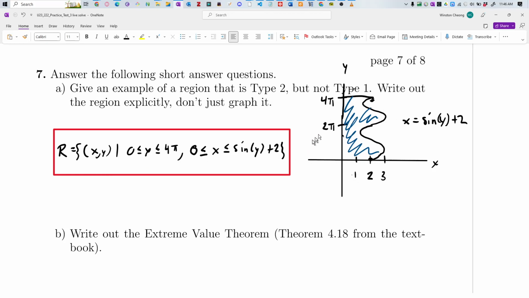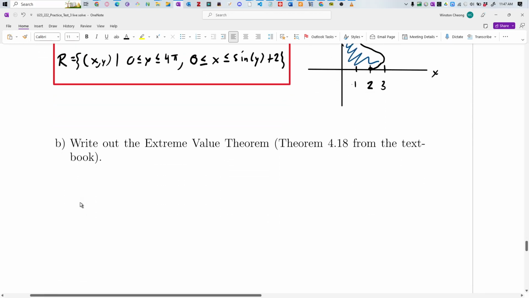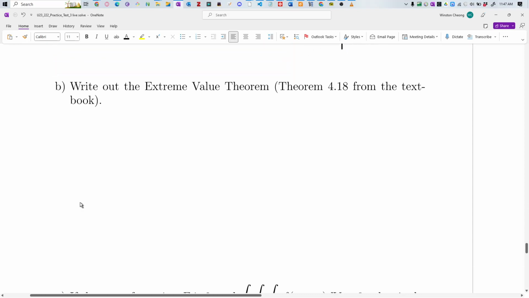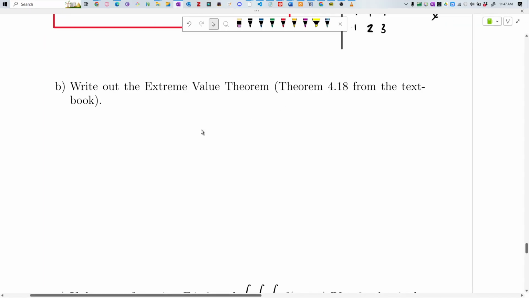So that completely captures this region that I've shaded in blue. Okay, so that's part A. The next part B, write out the extreme value theorem. Oh, okay. Well, there are some technical details which I might not completely remember either.